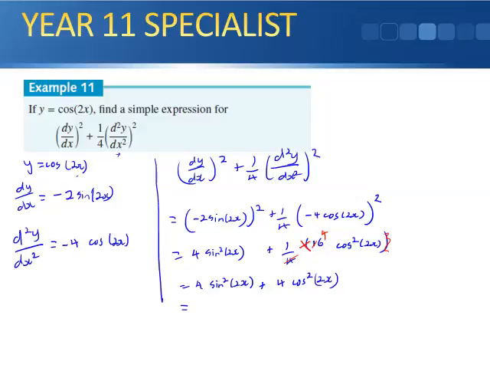Now this is a double angle formula. I can take out the 4 and I get sine squared 2x plus cos squared 2x, and sine squared plus cos squared gives me 1. So that's just 4 times 1, which is 4.